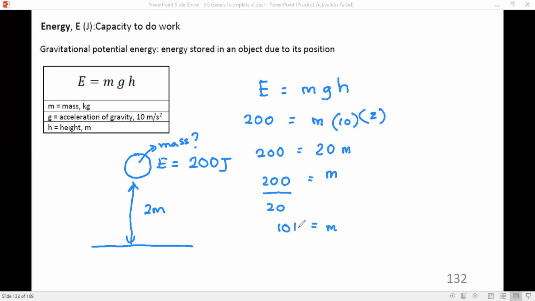The unit for mass here is kg, because the unit given for the energy is joule. Remember, if you have the energy unit as joule, then the mass has to be in kg, the gravitational acceleration has to be in meter per second squared, and also the height has to be in meter. So that is for gravitational potential energy.